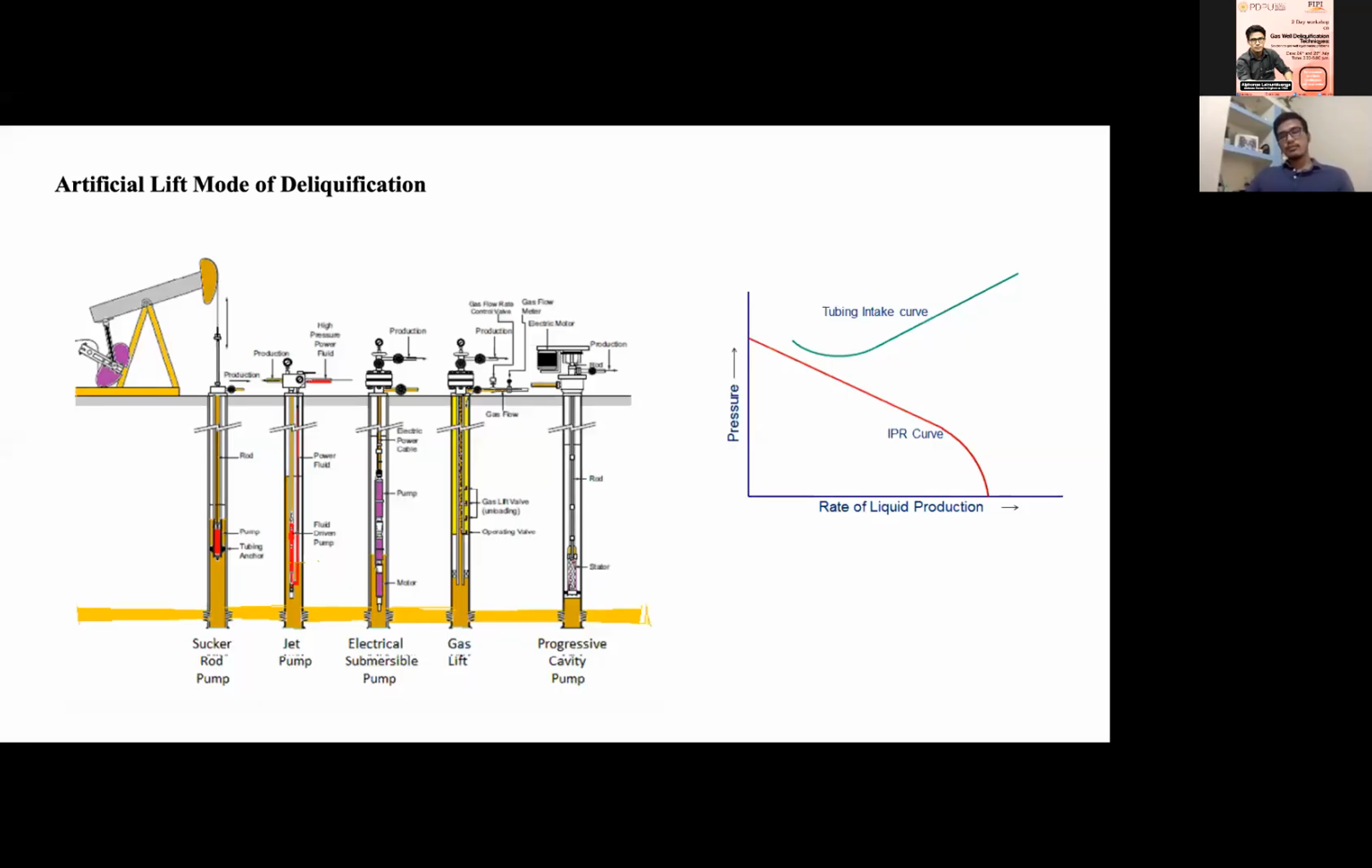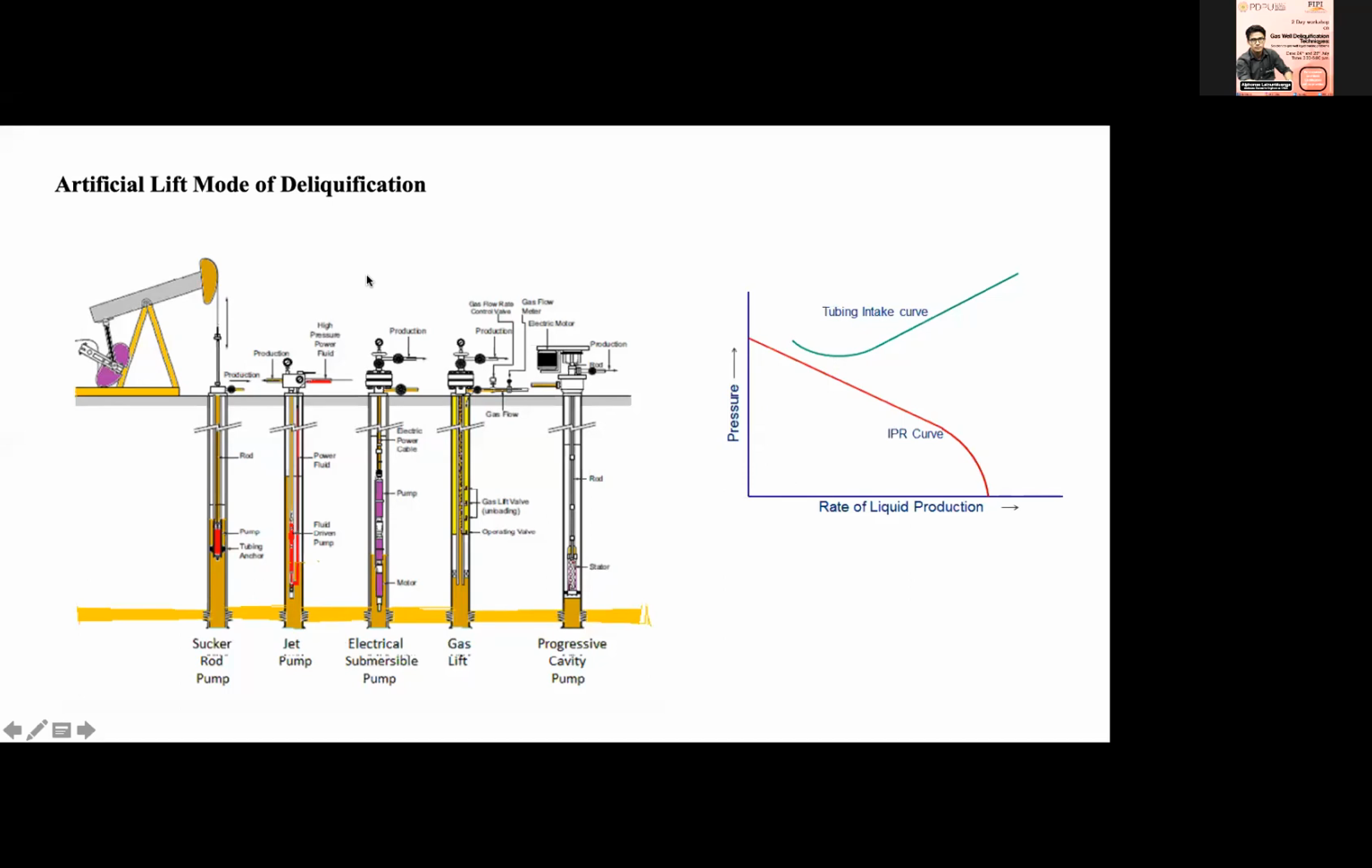What is artificial lift? I think most of us must have an idea, or you will be very familiar with this. Artificial lift is basically a mode used when your natural reservoir energy is not able to produce your fluid from the wellbore to the surface. In that case, you are using some external mechanical support to produce your fluid from the wellbore to the surface.